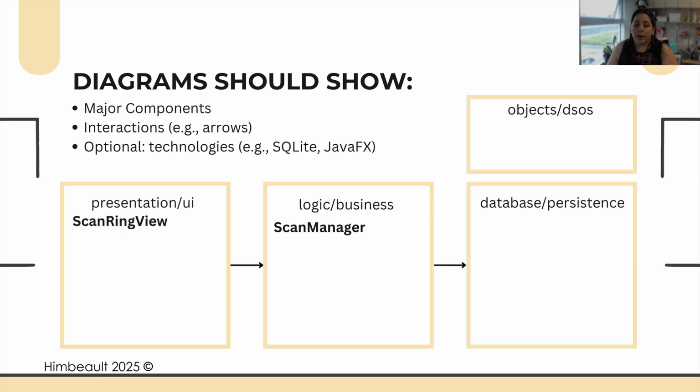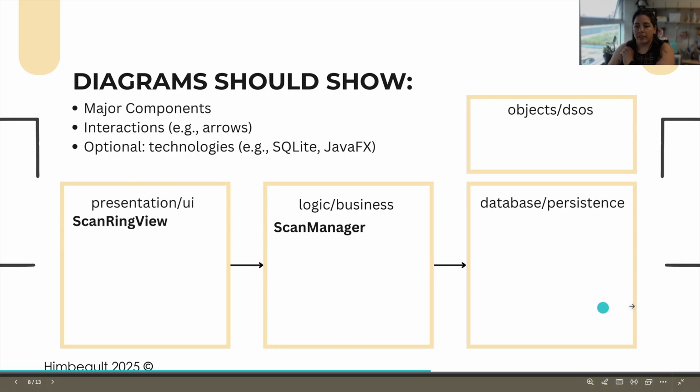When we make these diagrams, it should look basically like this. We should have our presentation UI with our arrow going to our logic layer, because the presentation UI layer is going to ask the logic layer for information. If the logic layer doesn't know it yet, it's going to head on over to the database layer and ask the database layer over here for information, right? So presentation to logic to database.